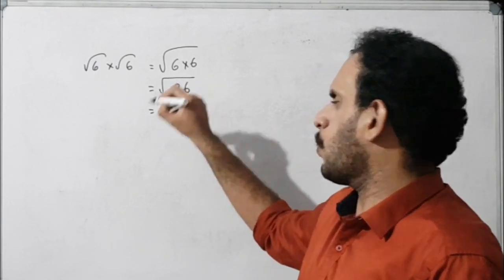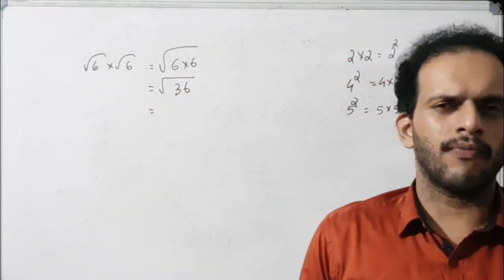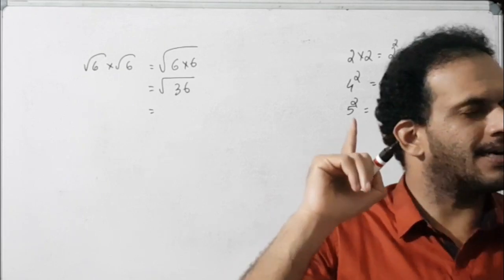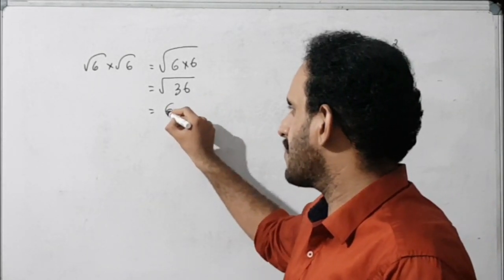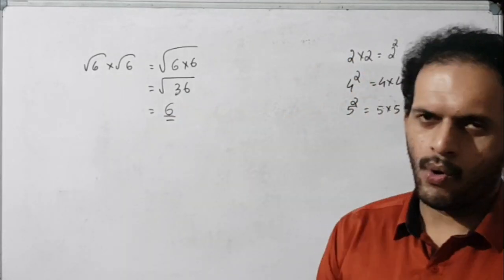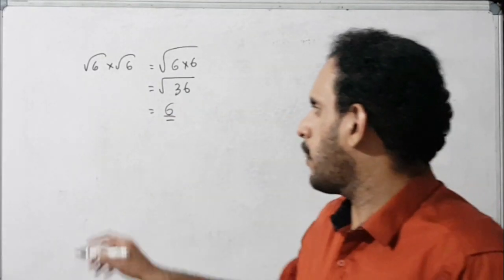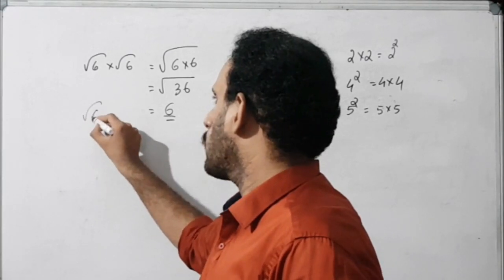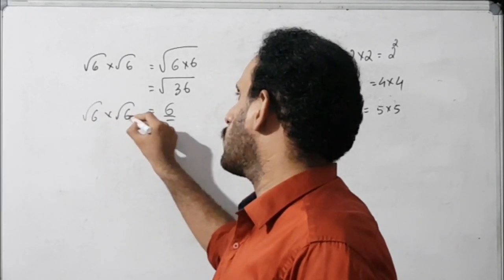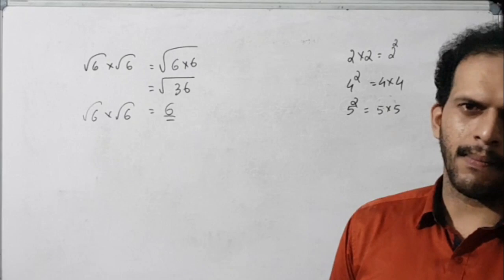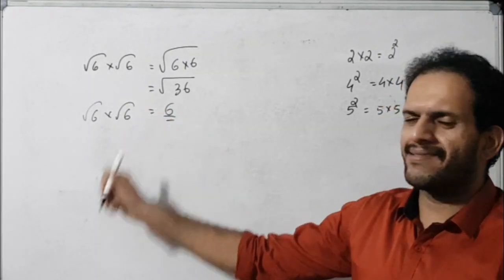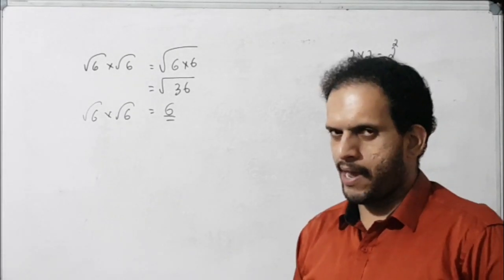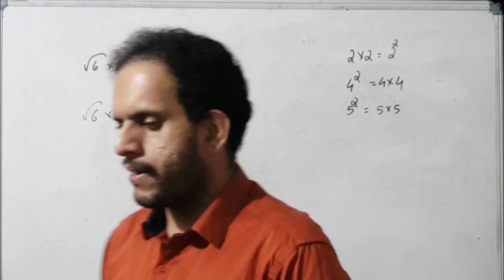Then we know the square root of 36 is 6. Correct? Then what we got here is root 6 into root 6 is equal to 6. Am I right? Root 6 into root 6 is equal to 6. Okay? So, listen, my dears.